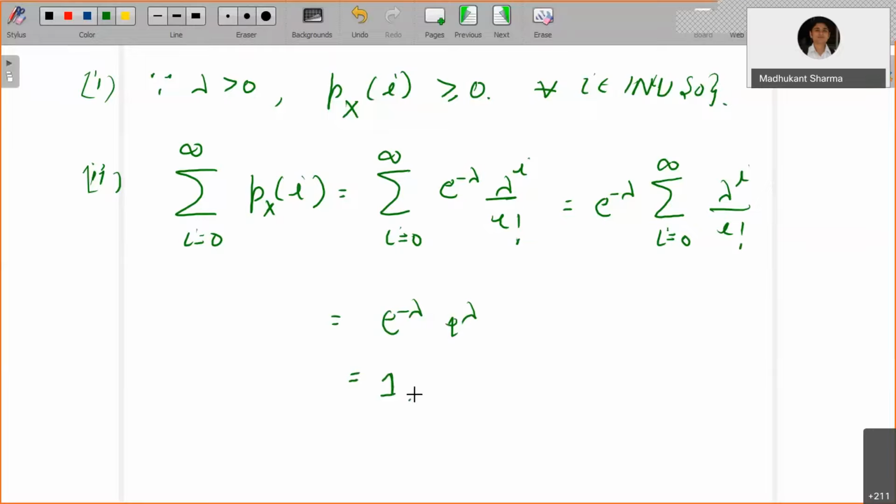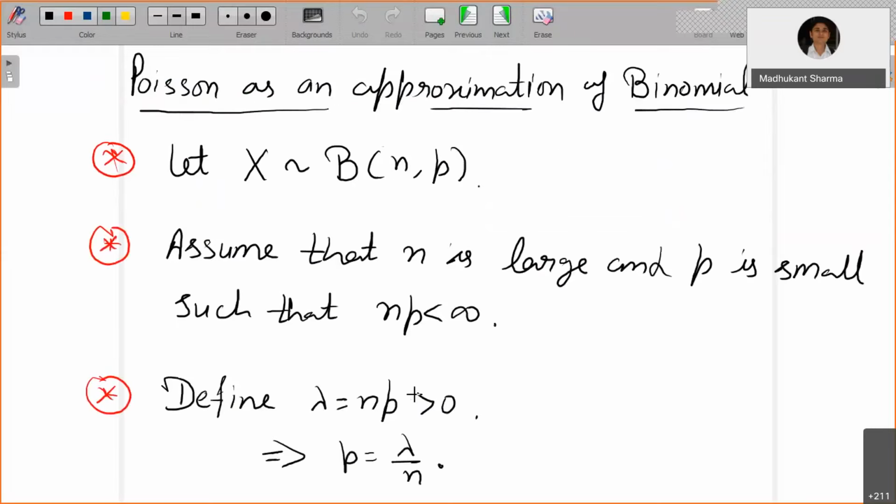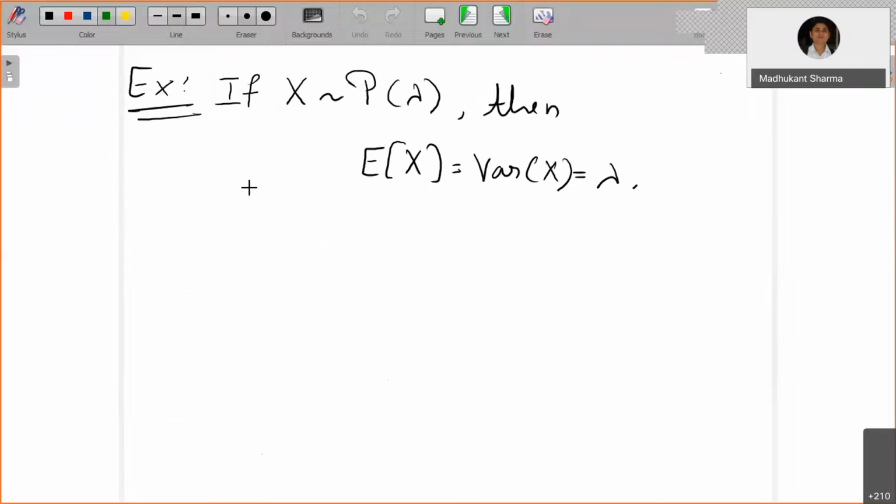Right. Now let's look at the first approximation of binomial, then we will come back to the exercise: what will be the possible mean and variance of this Poisson random variable. Let's state that we are going to show that if X follows a Poisson distribution, its mean and variance are both equal to lambda. We are going to show this soon.